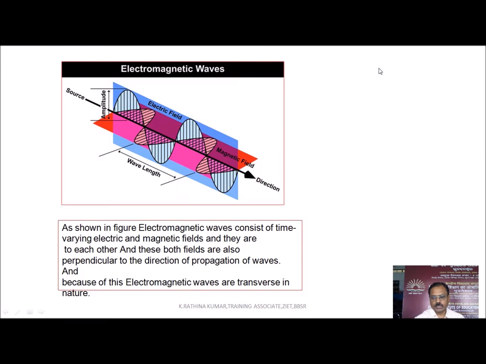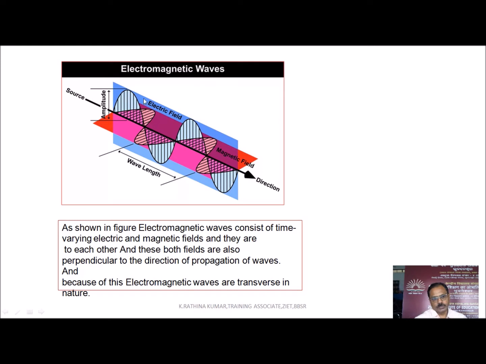The next topic, electromagnetic waves. This is the diagram representing the electromagnetic waves. See, that is a source. Source means the oscillating charge is the source for producing the electromagnetic waves as per the Hertz experiment. And here notice the electric field, the magnetic field, and the direction of the wave propagation.